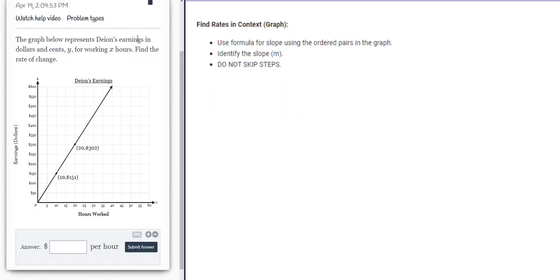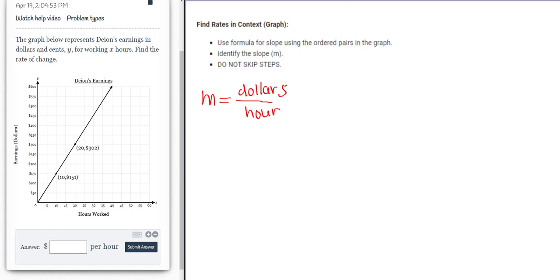The graph below represents Dion's earnings in dollars and cents, y, for working x hours. Find the rate of change. So again, I'm just going to write out m is equal to rise over run. For the rise, that's going to be earnings, which is expressed in dollars. So it's going to be dollars per hour. Or you can cheat and look at the end; notice it's dollars per hour.